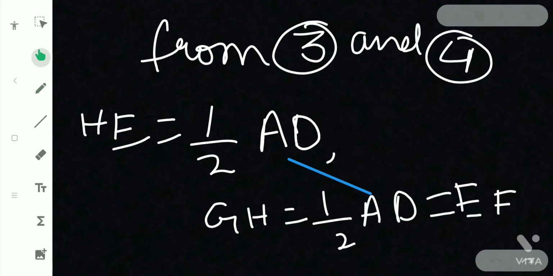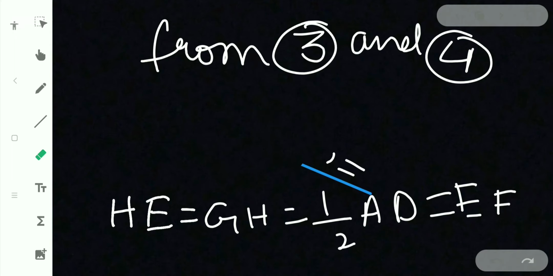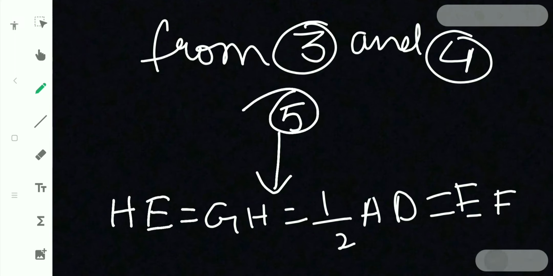Now you are having half of AD and half of AD in both the equations. As we have done for equations 1 and 2, here also we will do the same way. HE also we will add up with this. So HE is also equal to them. Now we have got this equation. Let us make this equation number 5.